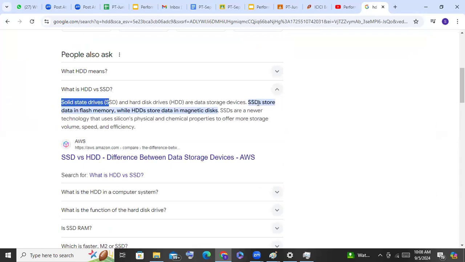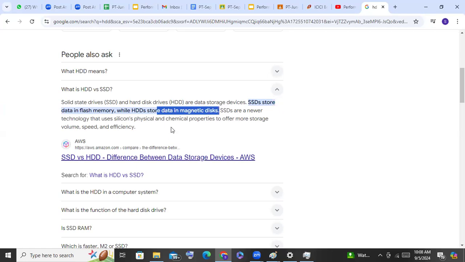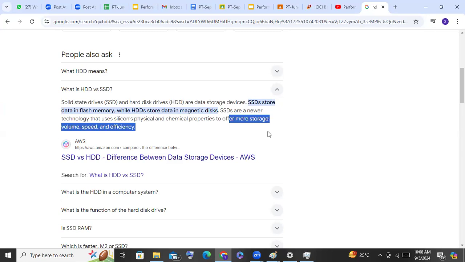Solid state drives are the latest ones, and they store data in flash memory, while HDDs store the data on a magnetic disk. SSDs are much faster, and they are able to offer more storage volume, speed, and efficiency. Whereas HDD is a little bit slow. Not a little bit, it's a lot slow.